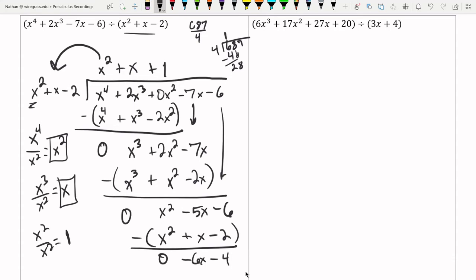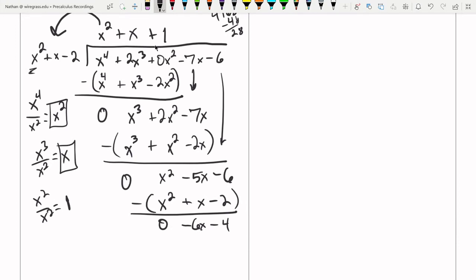And this is where we can stop, because x squared cannot divide evenly into negative 6x. This needs to be at least an x squared for us to divide the two of them. So this is our answer. We have this portion plus the remainder over the divisor. Let me show it like this.